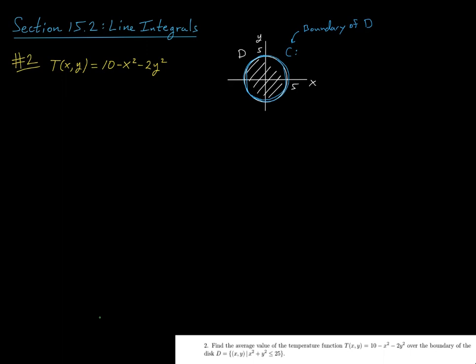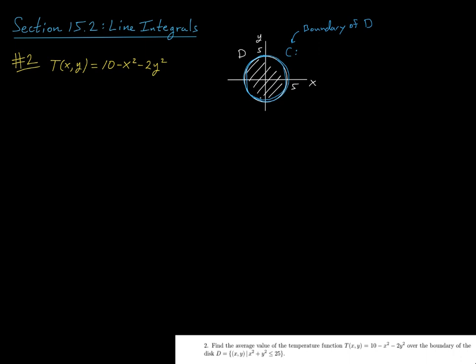All right, problem number 2, which is a nice application of scalar line integrals, asks us to find the average value of the temperature function T(x,y) = 10 - x^2 - 2y^2 over the boundary of the disk D, whose radius is 5 and whose center is at the origin.